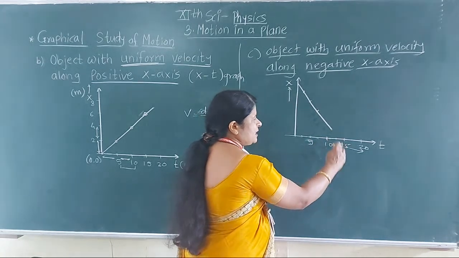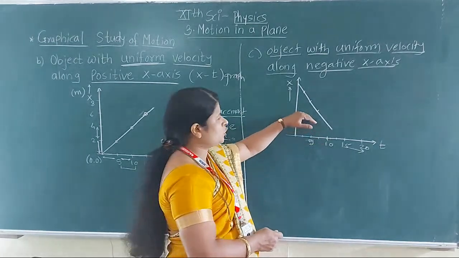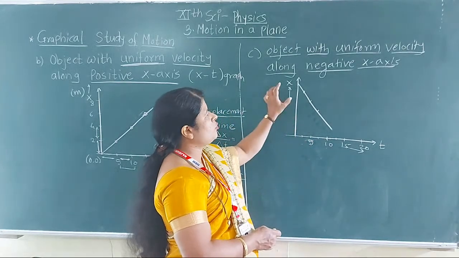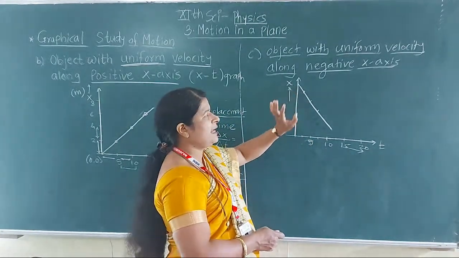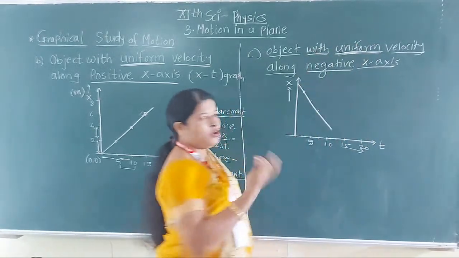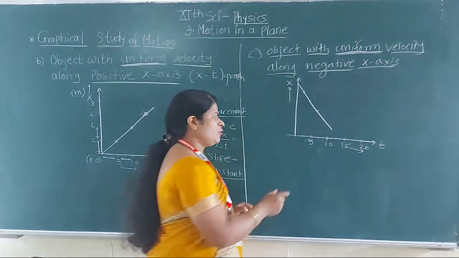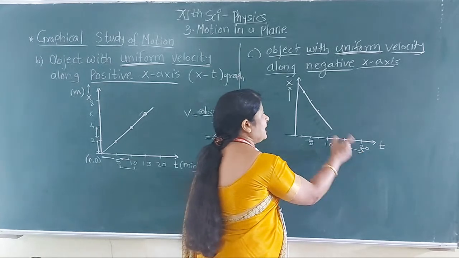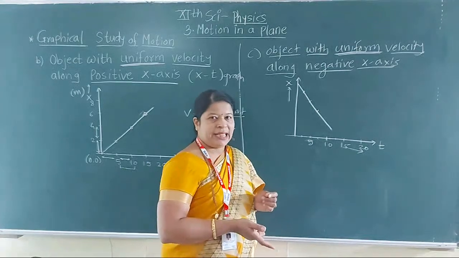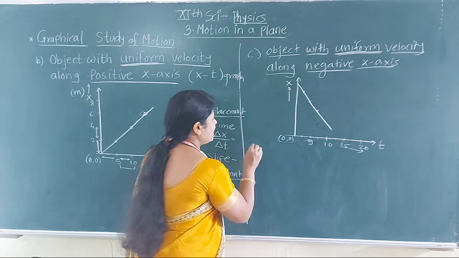As the time passes, the object moves downward. The motion of the object is in the downward direction. Therefore, we get the uniform velocity along negative x-axis. There is an important word, uniform, that means in equal intervals of time. Listen carefully. In equal intervals of time, the displacement of the object is along the negative x-axis. So, important points of this graph, remember.